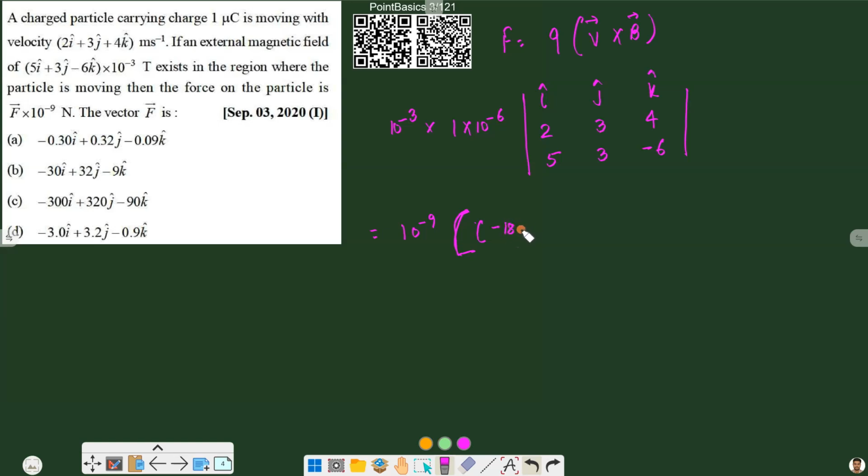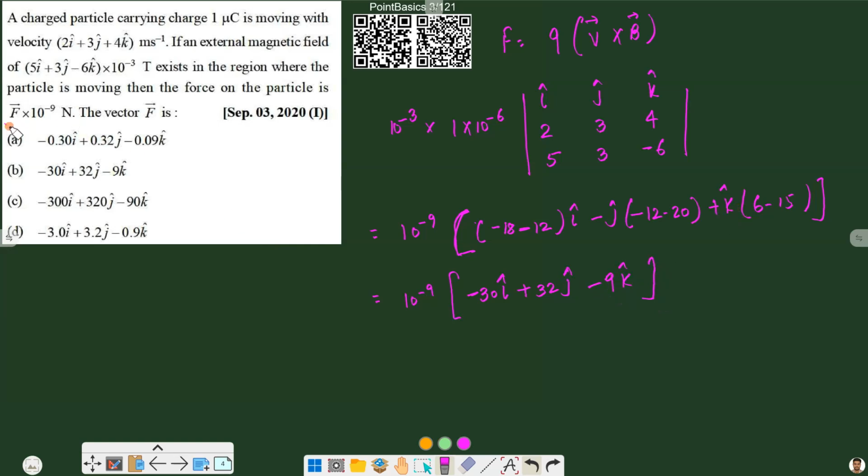minus 18 minus 12 of i, negative of j into minus 12 minus 20, positive of k, we will have 6 minus 15. So 10 raised to power minus 9, we have here minus 30i, here we have 32j positive, and here we have minus 9k.